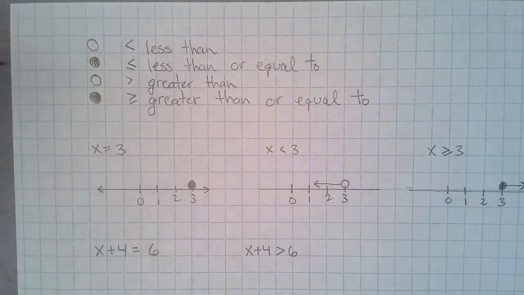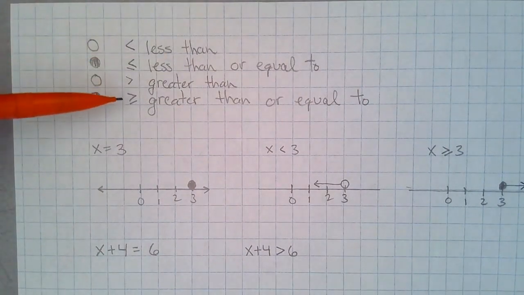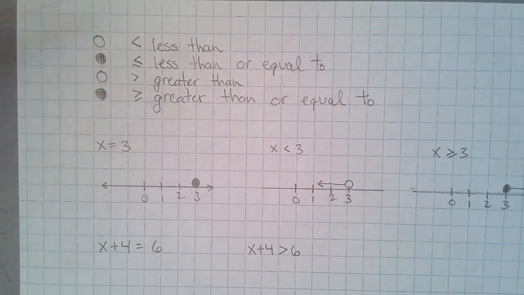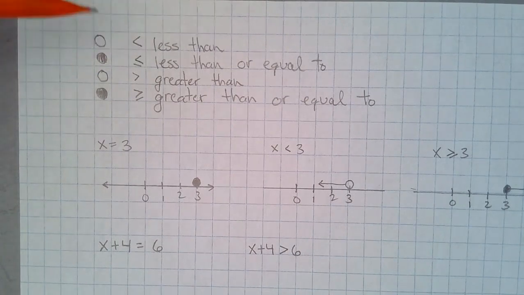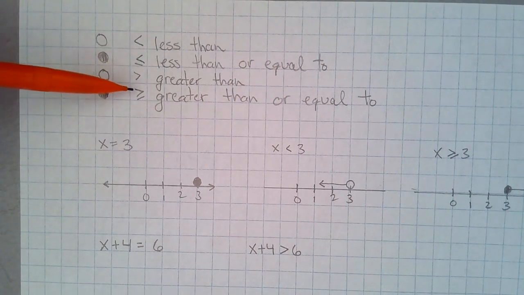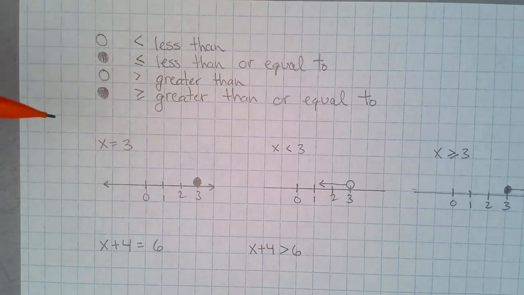Inequalities. And here are the four inequalities that we deal with in seventh grade math. This one's called less than, so denoted by an open dot on a graph. Less than or equal to, that is a closed dot on a graph, and I'll show that to you in a moment. This one's called greater than, and this is called greater than or equal to.